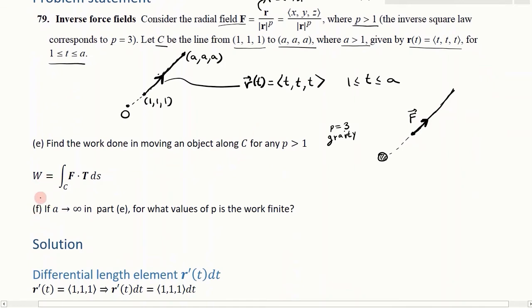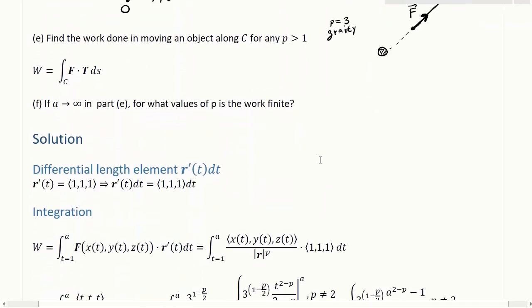Okay, so in part F, they are asking if A approaches infinity, so if this point moves infinitely far away, for what values of p is the work finite? So let's do it. First, let's find the work.